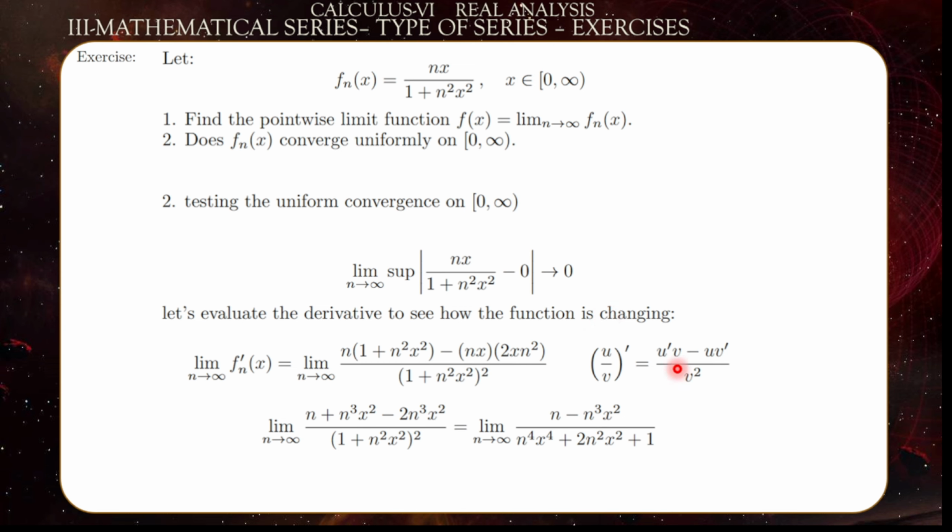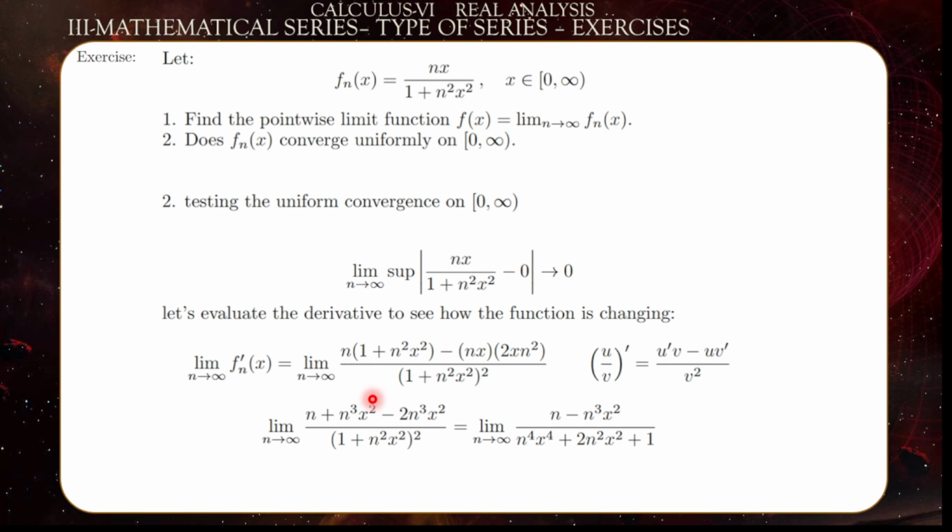So the derivative of u divided by v is (u prime v minus u v prime) divided by v squared. The notation of prime means u prime is the derivative of u, and v prime is the derivative of v, u being the numerator and v being the denominator. So the derivative numerator is u prime v, which is n times (1 plus n squared x squared), minus u v prime, which is nx multiplied by 2x n squared, divided by v squared.